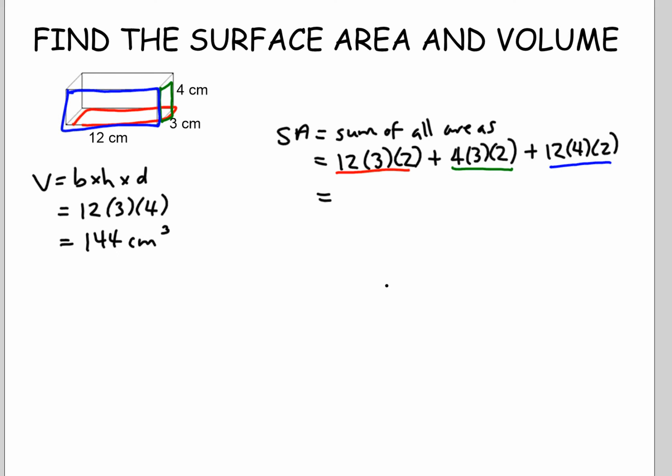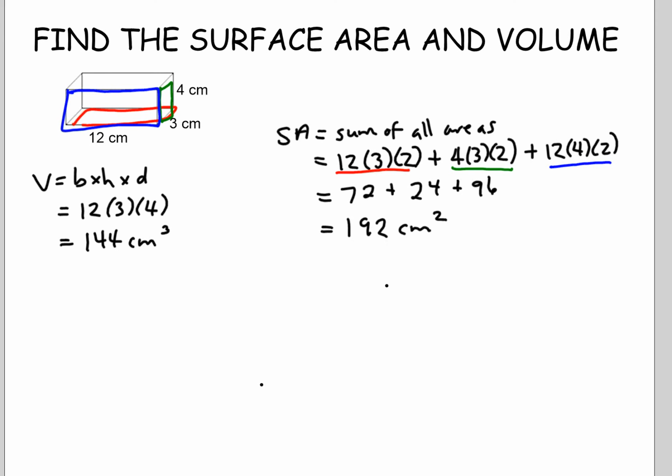So the area of this one will be 72, this one will be 24, and this one will be, I think 96, I'm just double checking, yep. And then all you're going to do is add those together. So 96 plus 24 plus 72, you're going to get 192, and surface area is centimeters squared.